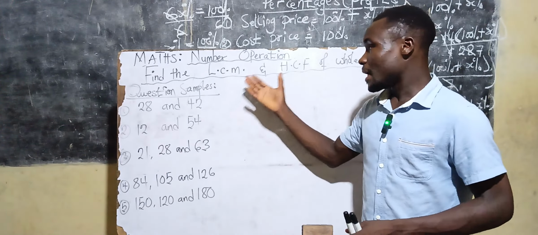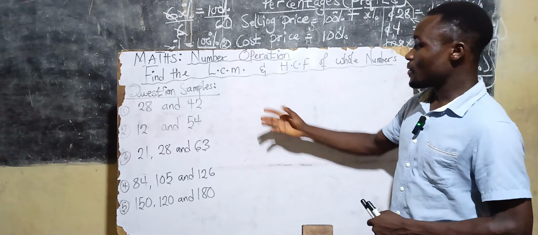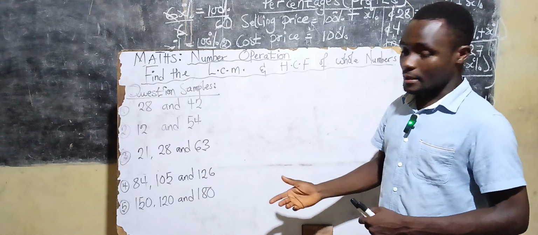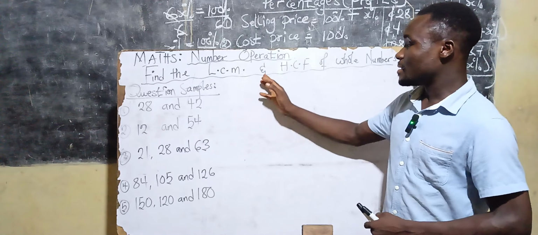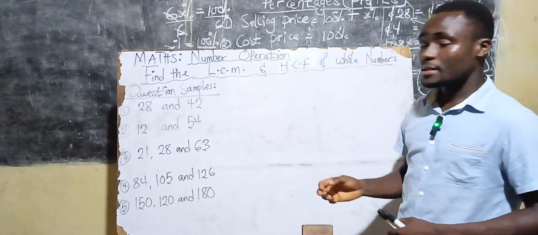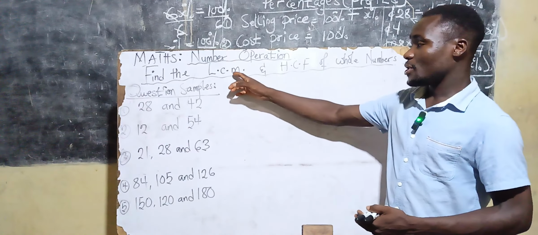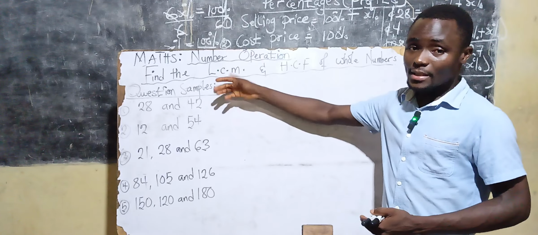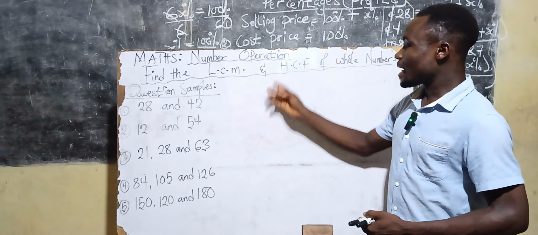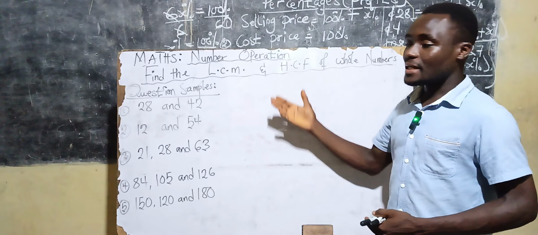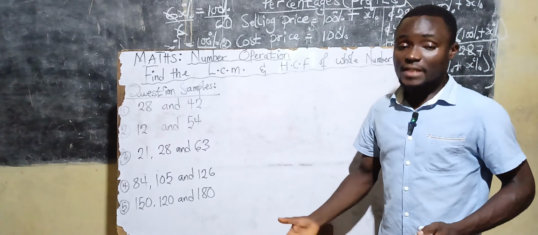So let's look at how to dive into that. We are looking at number operation, and under that, we are diving into how to find the LCM and the HCF of whole numbers. And I believe we all know what LCM is. So LCM here means what? Least common multiples. And HCF means highest common what? Factors of a given pair of numbers.